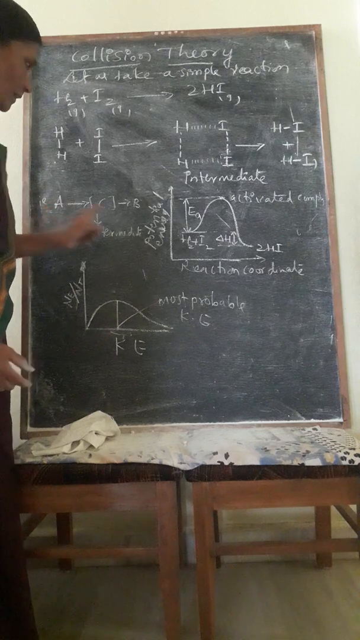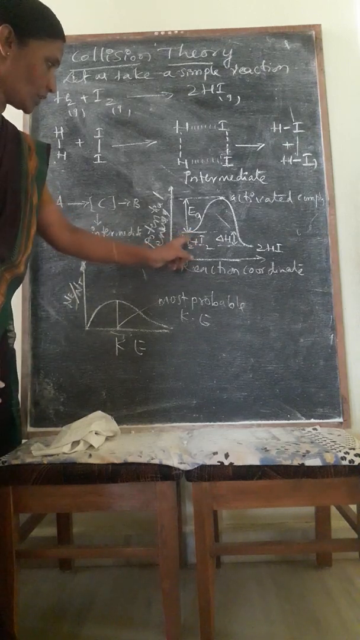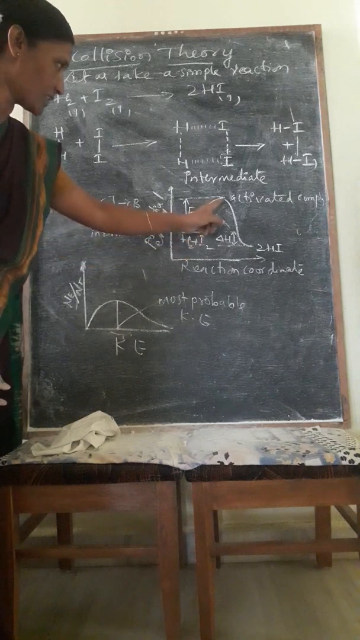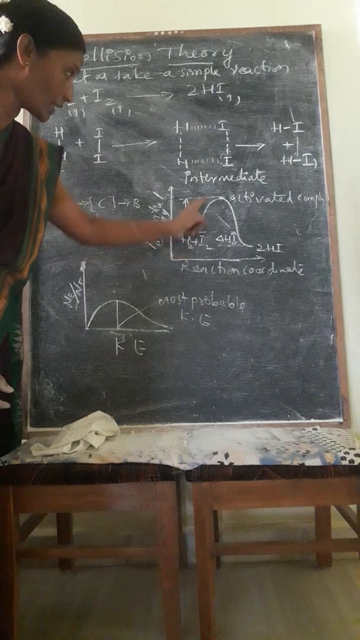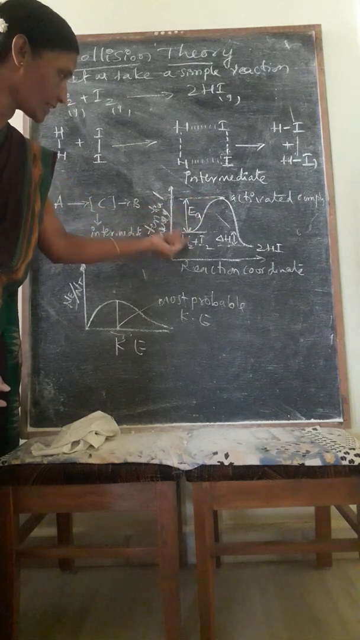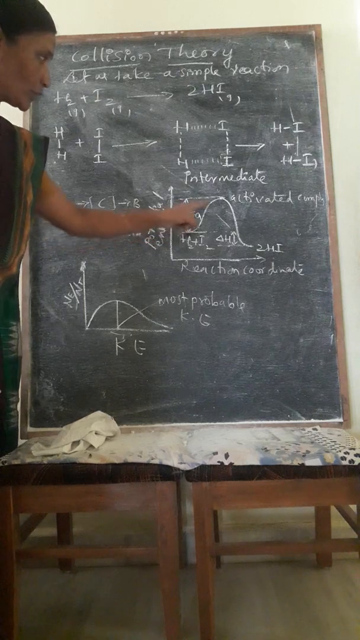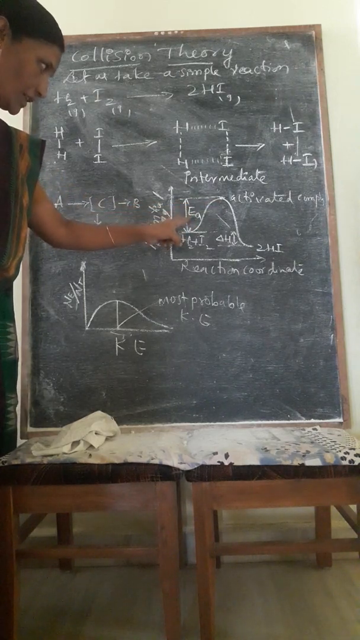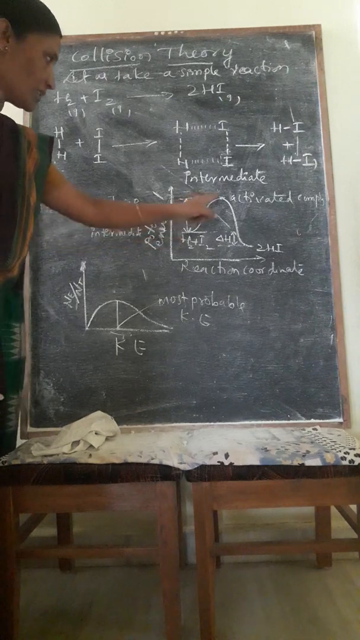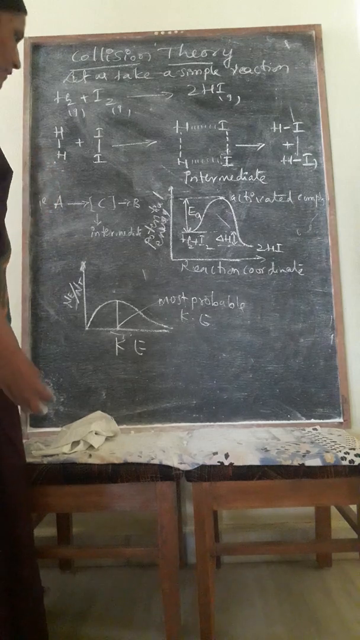A is nothing but the reactant. Reactants are H2 plus I2. They are undergoing effective collisions, forming the transition state, activated complex, intermediate. The amount of energy required to form the activated complex is called activation energy. Okay, once this stage is formed, definitely they are forming the product.